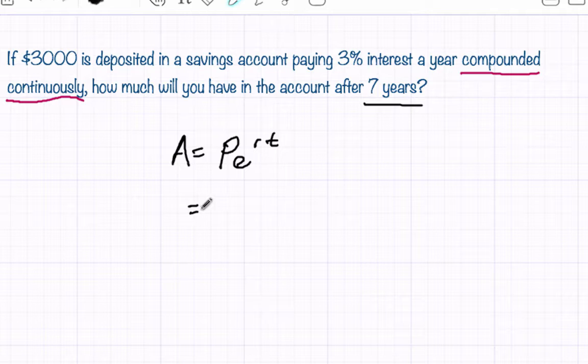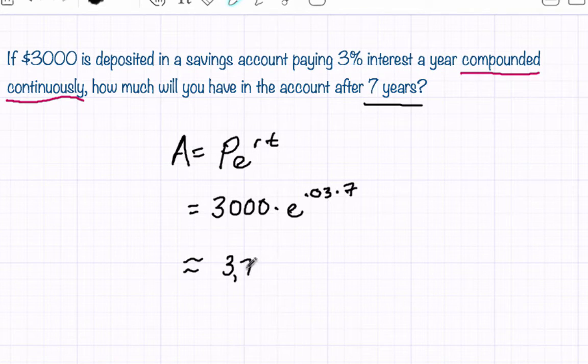And this is all substitution now. You're going to have 3,000 times e to the rate, which is 3%, 0.03, times 7. So there's the substitution. And when you plug that into the calculator, you get approximately $3,701.03. That's what you're going to have in the account after 7 years.